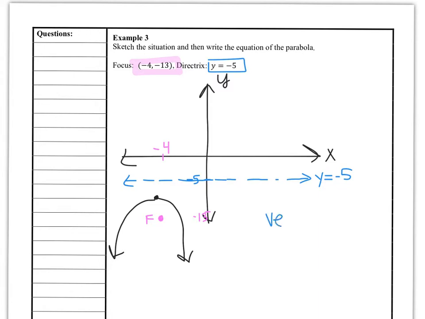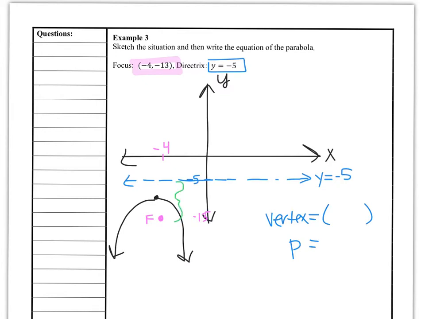Okay, so now our goal off to the side, we need to find the vertex, and we have to find the p-value in order to write the equation of it. So what we need to do is look and see how many units are between our directrix line and our focus, and then cut that in half.